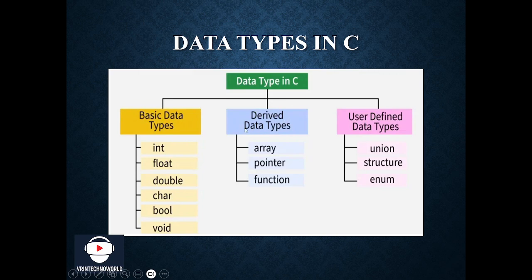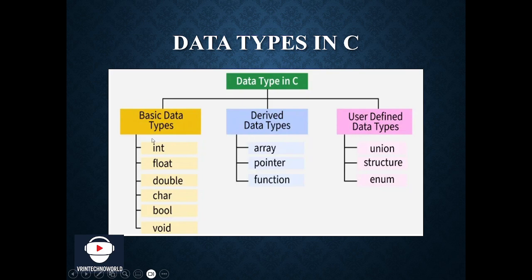Then the second data type is derived data type: array, pointer, and function. These three kinds we have in case of derived data type. Then user-defined data types, such as union, structure, enum. In case of a structure, we could give the definition, just like the classes which we use in object-oriented programming. But I'll tell you the derived data types and user-defined data types in a later section.